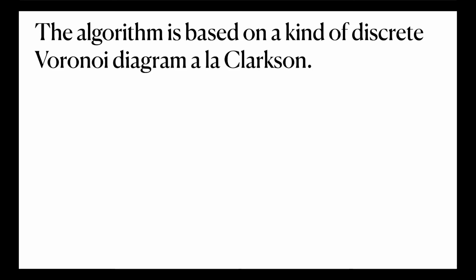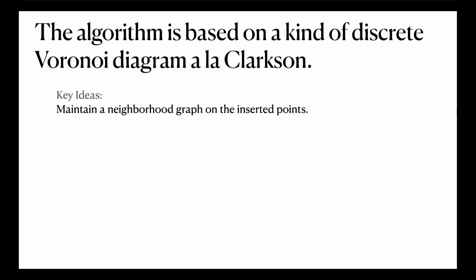The algorithm itself, to implement it efficiently, we use a version of a discrete Voronoi diagram-like structure that's very similar to one used by Ken Clarkson on some of his nearest neighbor search data structures for general metric spaces. The key ideas that we're looking at are, first, you maintain a neighborhood graph on the inserted points. So the points you've added so far, they roughly know who their nearest neighbors are.